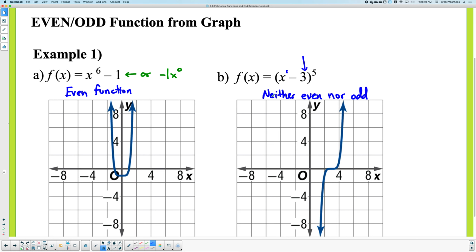Is a constant even or odd? Come back over here. Is a constant even or odd? That's even. And so it's neither even nor odd because you have both even and odds. You see how it got shifted off the origin? If you did your table, they would not reflect right.